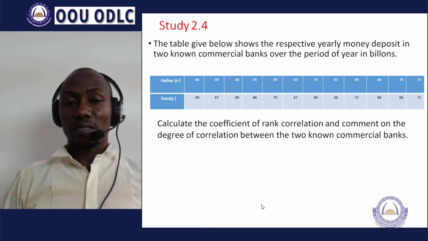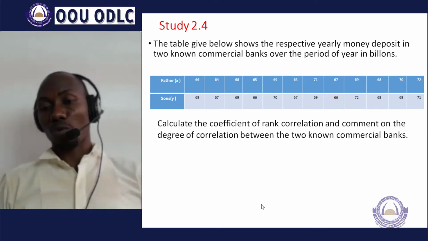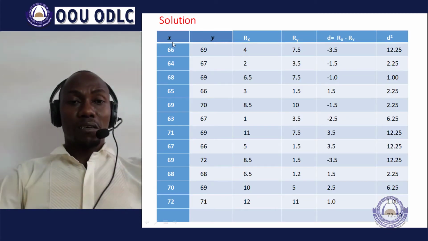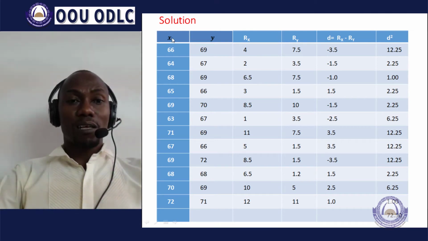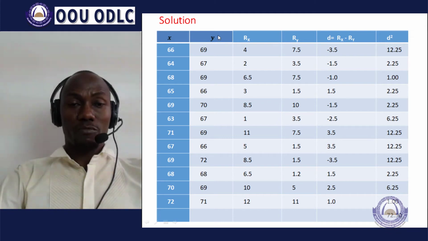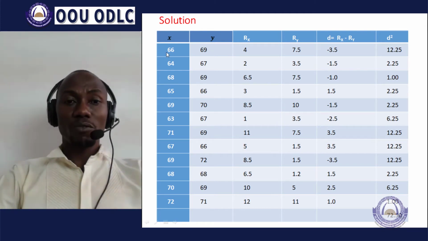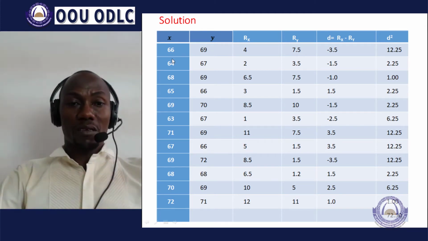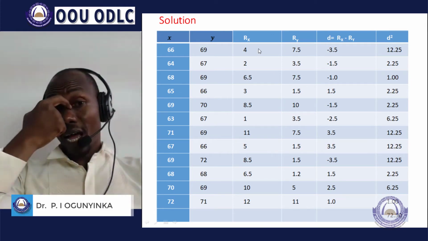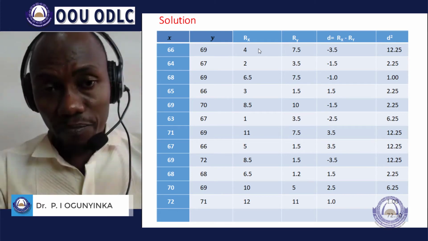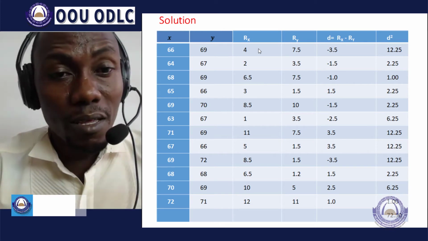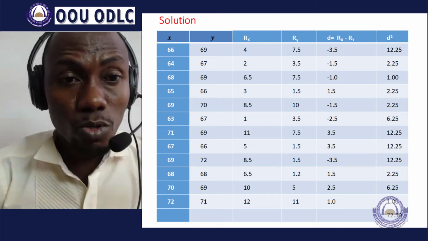We are expected to calculate the Spearman's rank correlation coefficient of this data set. For the first bank, the money deposited is represented with X, and for the second bank, the money deposited is represented with Y. The values are given here. Now we need to compute the ranking of these two variables.